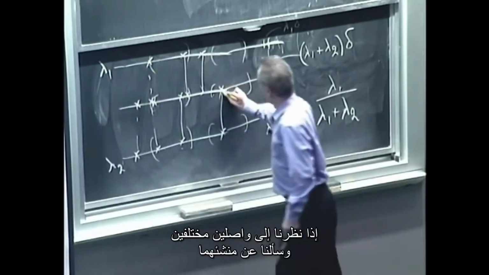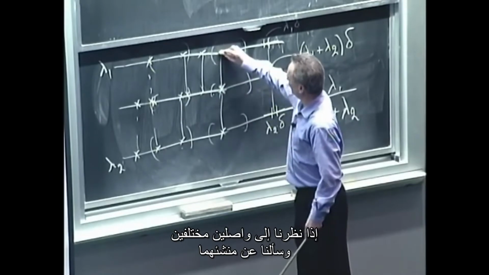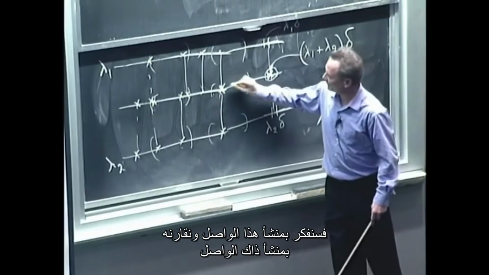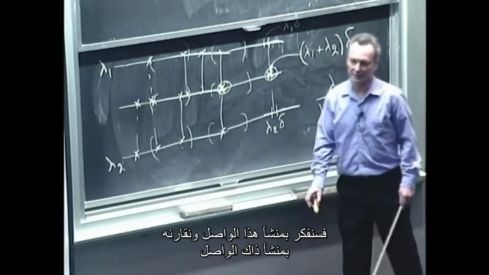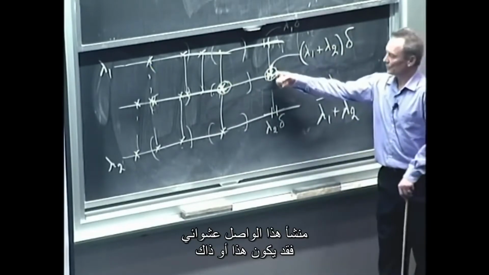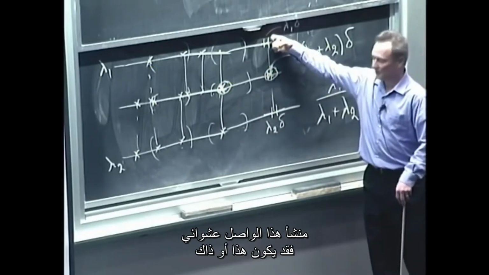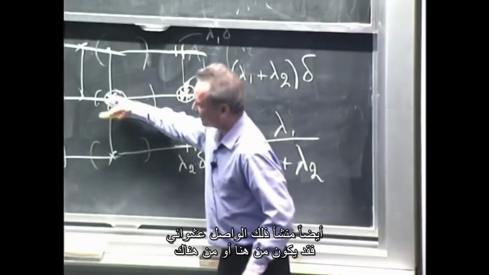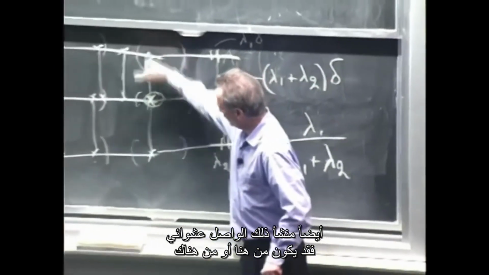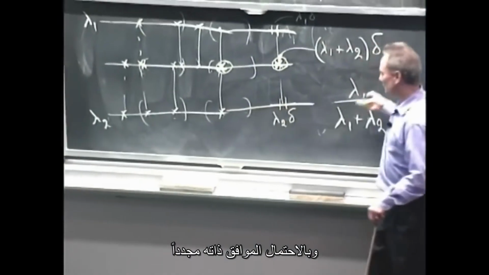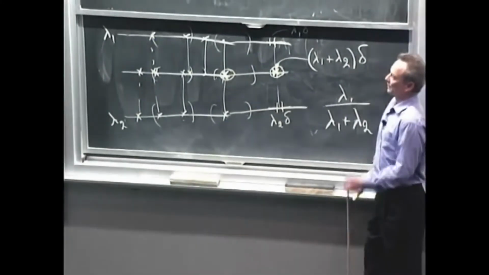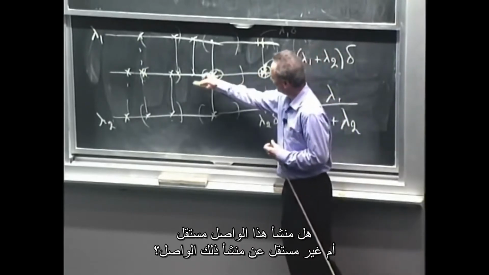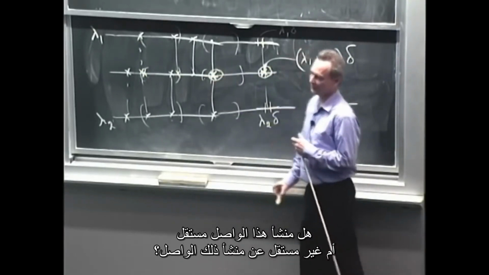Now, if we look at two different arrivals and we ask about their origins, let's think about the origin of this arrival and compare it with the origin of that arrival. The origin of this arrival is random. It could be either this or that, and this is the relevant probability. The origin of that arrival is random. It could be either here or there, and again with the same relevant probability. Question: the origin of this arrival, is it dependent or independent from the origin of that arrival?